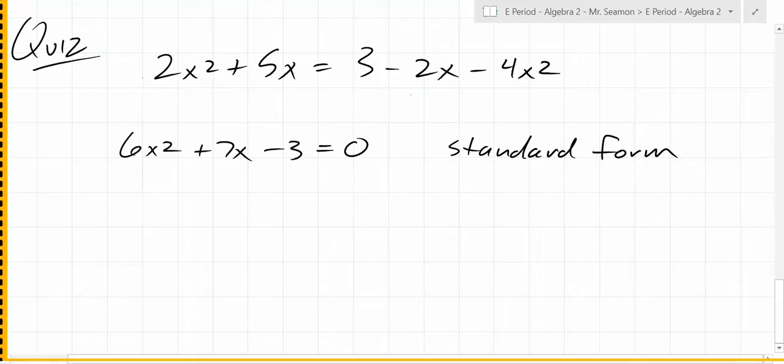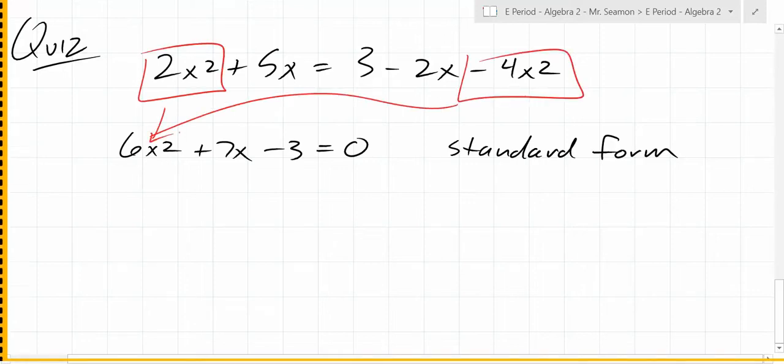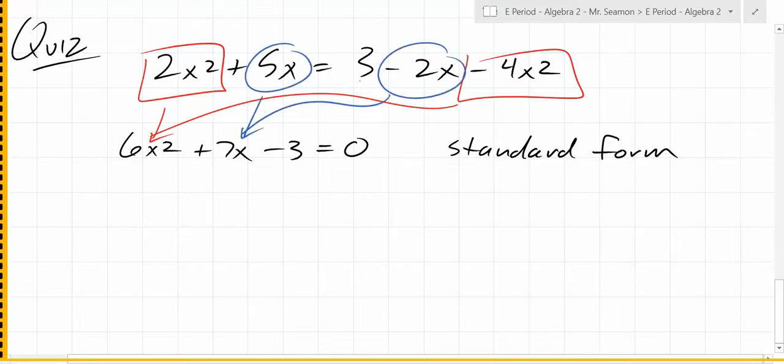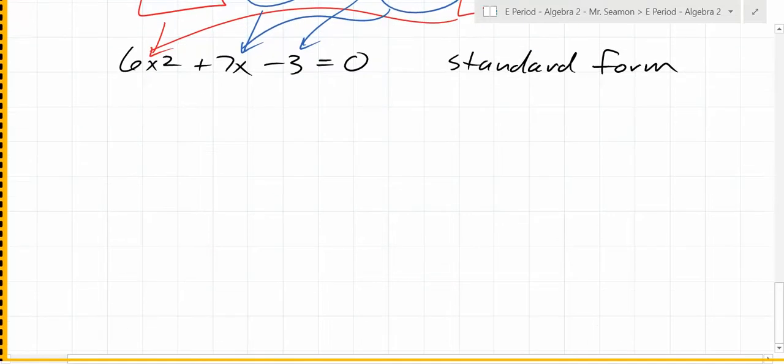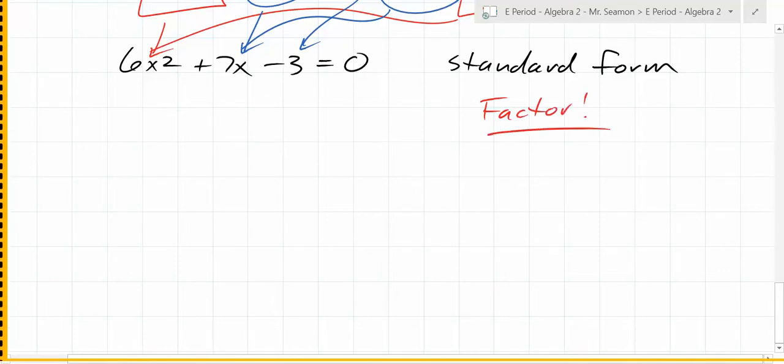The 2x squared and the minus 4x squared, we added, and it became 6x squared. And then I took 5x and -2x, so what does it become? And then I subtract. That's why. Did that clean up your problem? Yeah. Okay, so then what is the next step? Next it's factoring, yes. Next it's factoring.